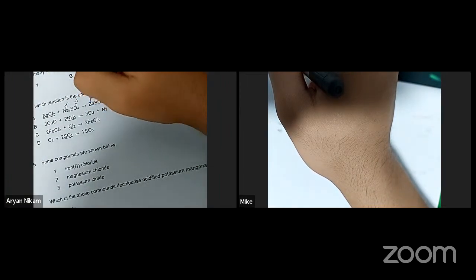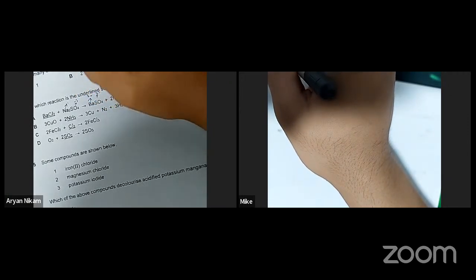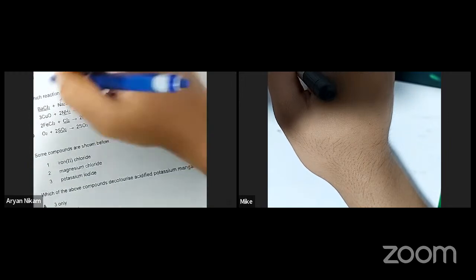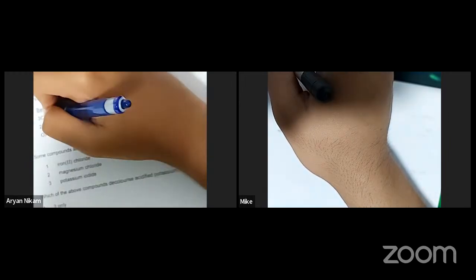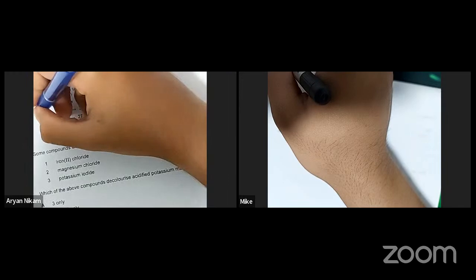What is question 6 talking about? Question 6. You have the red line, yeah? Okay. Goodness me.